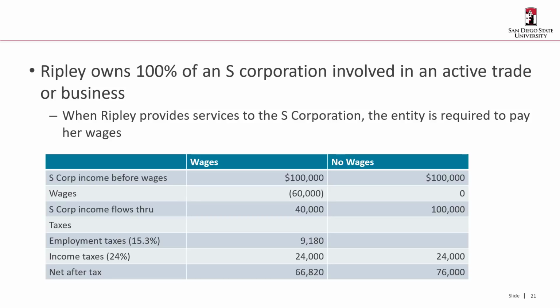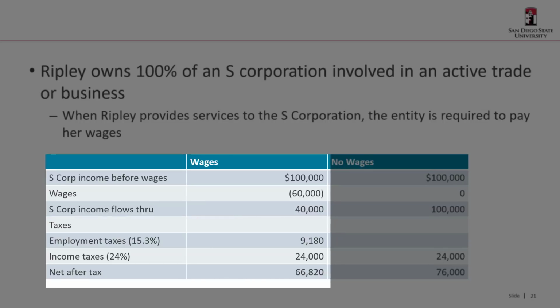So let's start in the column where the S corporation is going to pay Ripley wages. So we're assuming that the S corp generates income of about $100,000. The wages that it's paying to Ripley are $60,000. So as a result, that S corp has net income after the wages of $40,000. So what happens is both the wages and the S corp income flow through to Ripley.